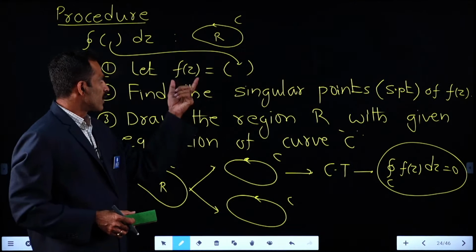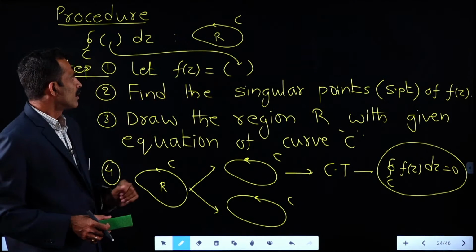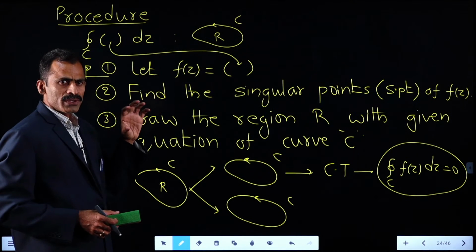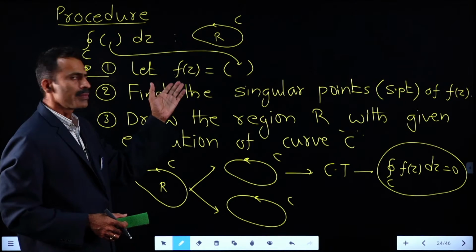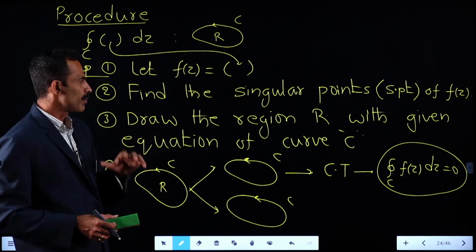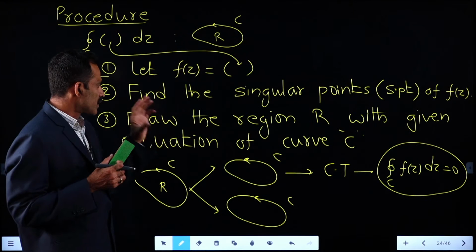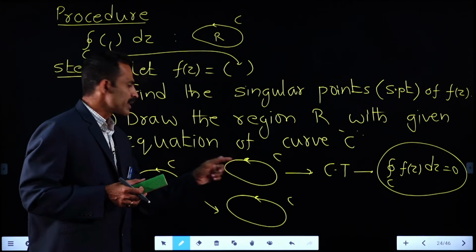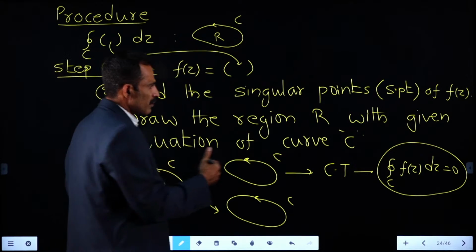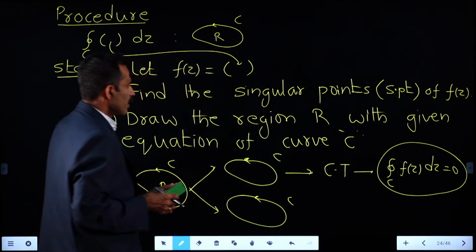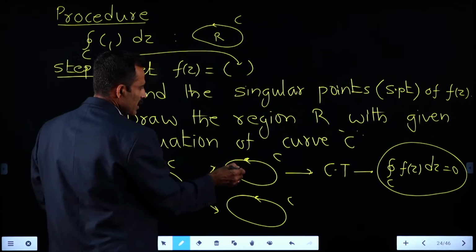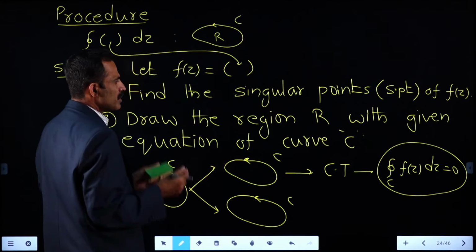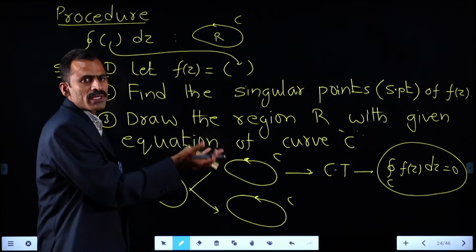The function may have singular points, one or more than one. Even though the singular points exist for the function, if they do not lie inside C or on C, then we can write that the integral of that function is equal to 0. So inside the region, no singular point; on the region, no singular point, means the singular points of the function lie outside the region.